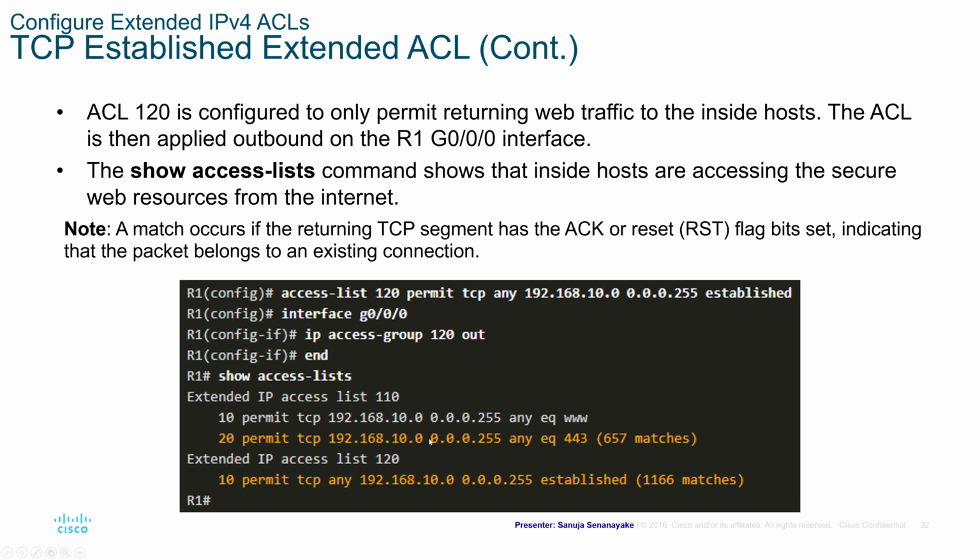So here we have access-list 120 permit TCP any, with this IP information and the wildcard, with the established keyword. See, established. It is then applied to interface G0/0/0. So right here, this ACL is now applied to that G0/0/0. And if you run show access-lists, you can see the extended IP list showing up here. Right here, permit TCP any eq 443, we have 657 matches. And then the extended IP list 120 right here with established showing 1166. Right here, that's the established keyword being used.